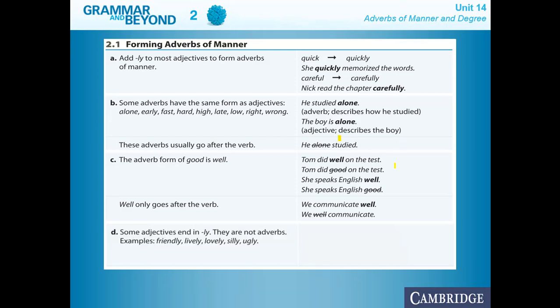Be careful in that. Some adjectives end in ly. They are not adverbs. This is important here as well, because sometimes we tend to confuse them. Examples: friendly, lively, lovely, silly, ugly. Sarah is friendly. This is an adjective. It describes Sarah. So this is an adjective, right? Now, she makes silly faces in class. This is another adjective because it describes the word faces.